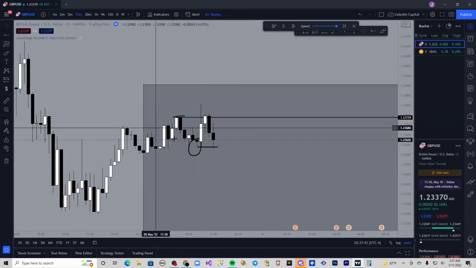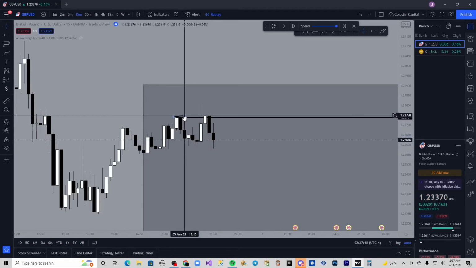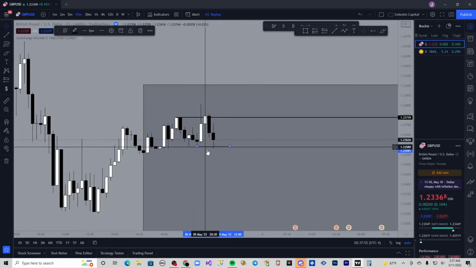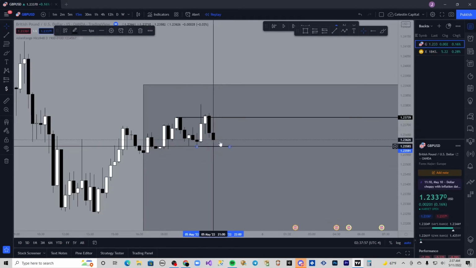So we got, delete this. So we got the low right here, right? We got the low right here. Look what happens. Would you consider this a break of structure? Absolutely not. Price did not close below this low.